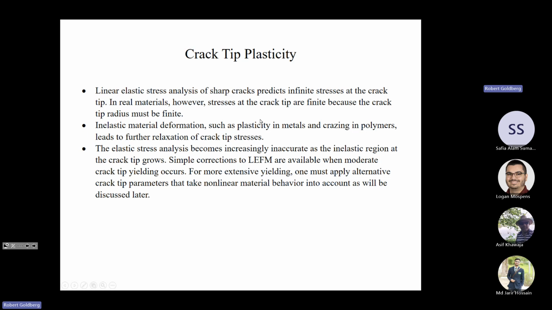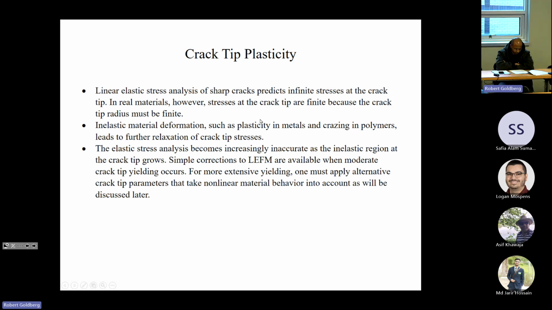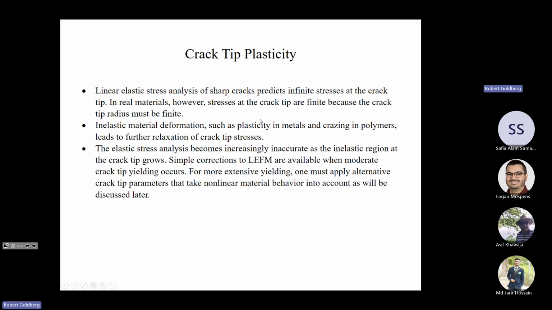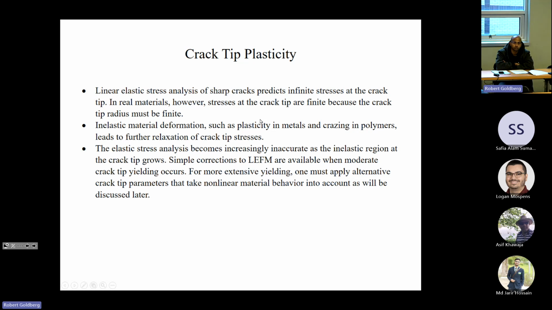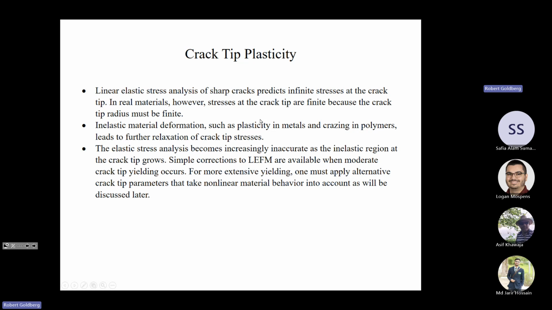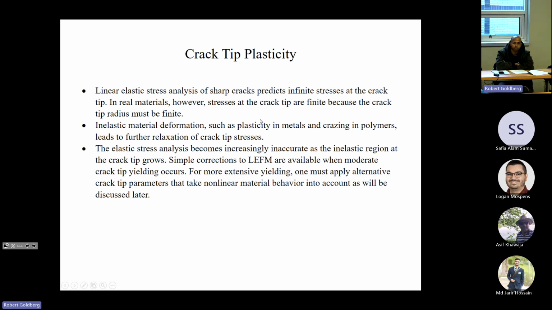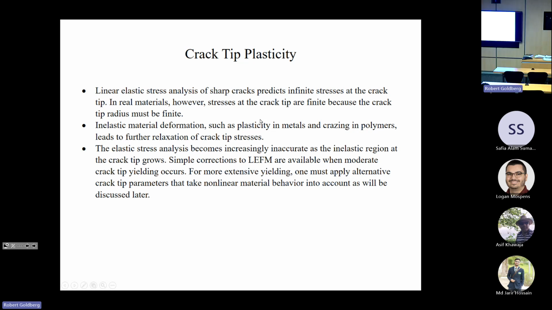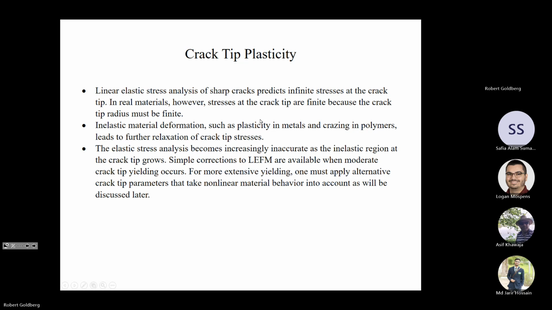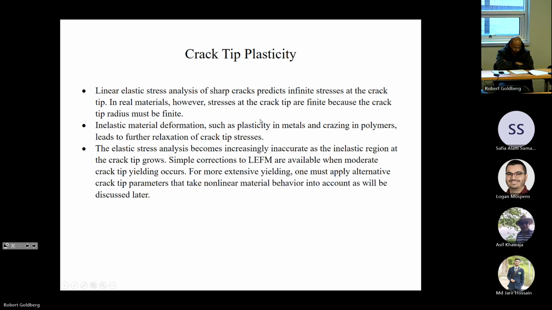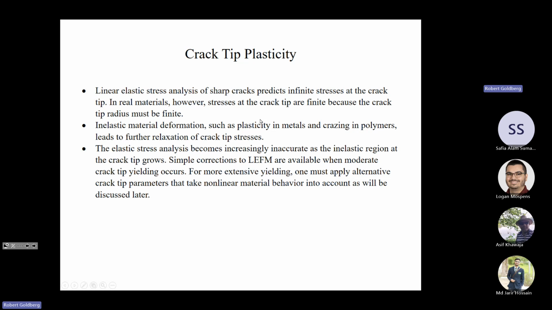And another very common limitation is inelasticity. A lot of times, because you concentrate the stresses at the crack tip, you can locally go above your yield stress, which means that you'll have inelastic material deformation, such as plasticity in metals or crazing in polymers, and that leads to further relaxation of the crack tip stresses. So as the crack grows and your plastic zone gets bigger, your elastic stress analysis becomes less and less accurate.